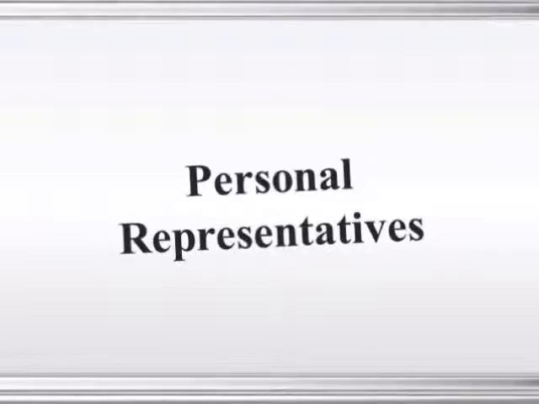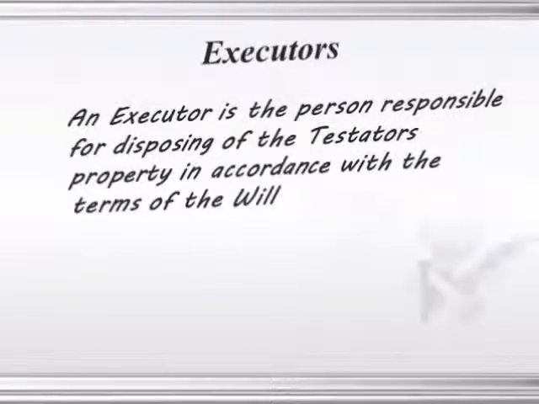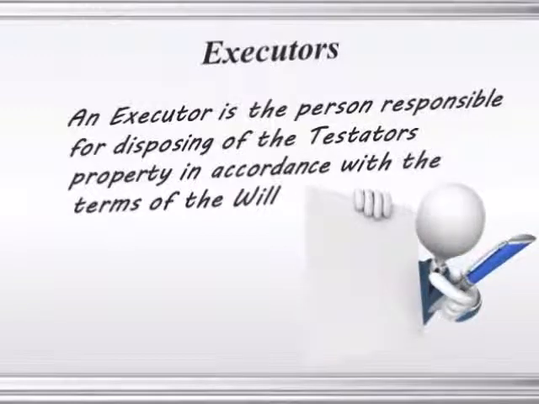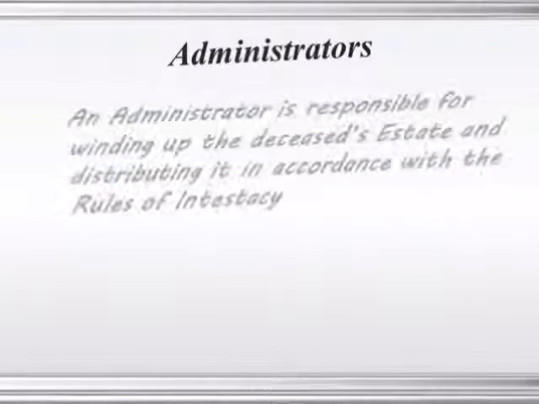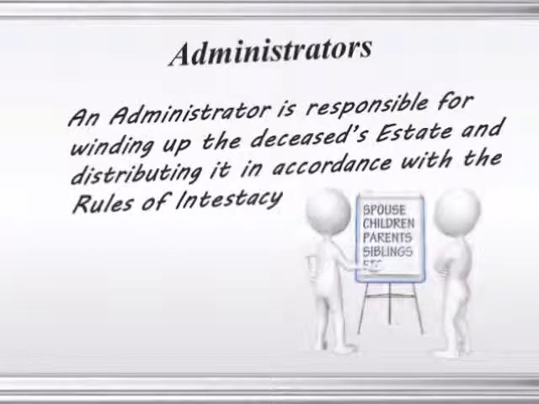There are two types of personal representative: executors and administrators. An executor is the person responsible for disposing of the testator's property in accordance with the terms of the will. An administrator, much like an executor, is responsible for winding up the deceased's estate and distributing the assets in accordance with the rules of intestacy.